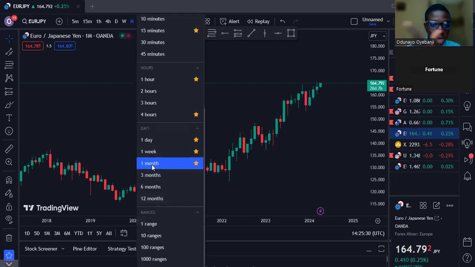Are you with me? Each candlestick represents what? A month. On the weekly, each candlestick represents a week of price movement. Daily, each candlestick represents a day. Hourly, each candlestick can represent 4 hours, 3 hours, 2 hours, or 1 hour, depending on what we've chosen to use.